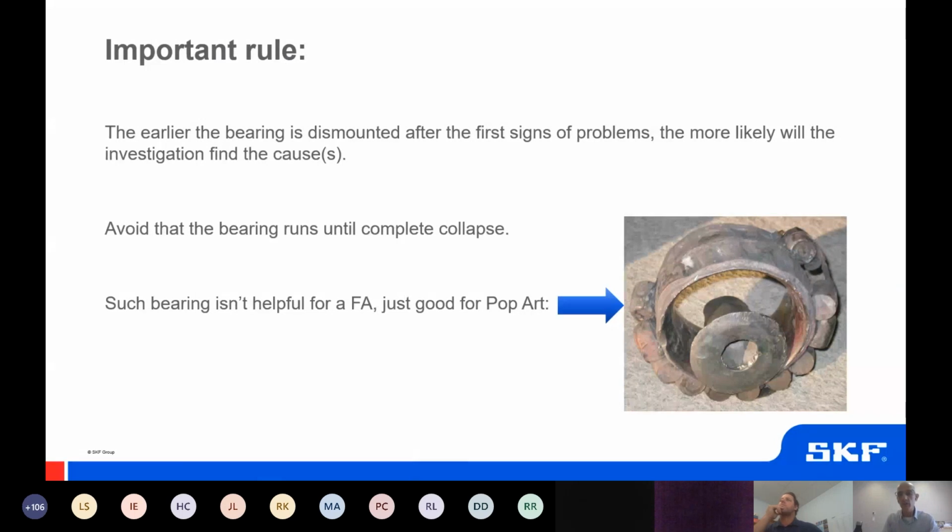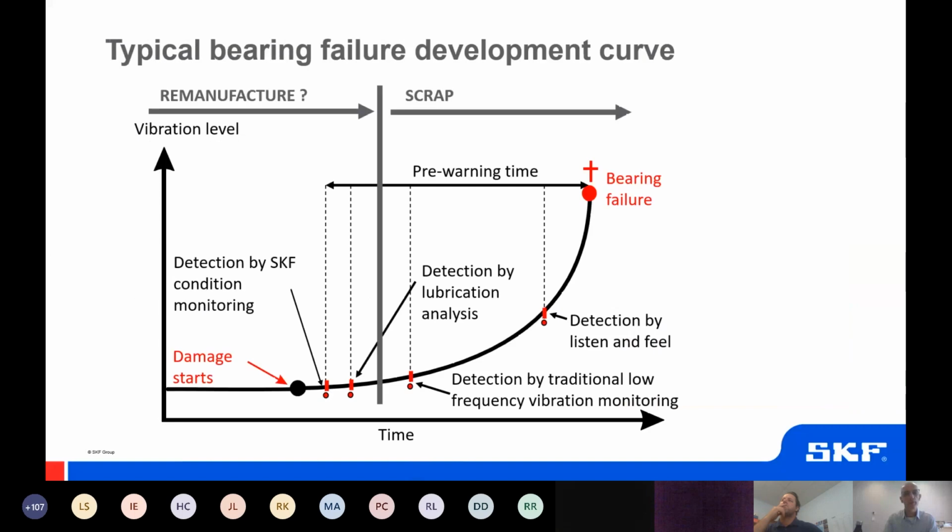You have probably seen bearings like this one in the picture. And of course, knowing what happened to this bearing is almost impossible because one failure leads to another, and then you have a complete loss of the evidence of how the problem started. So that's a very important element to set the scene for what we are covering today.